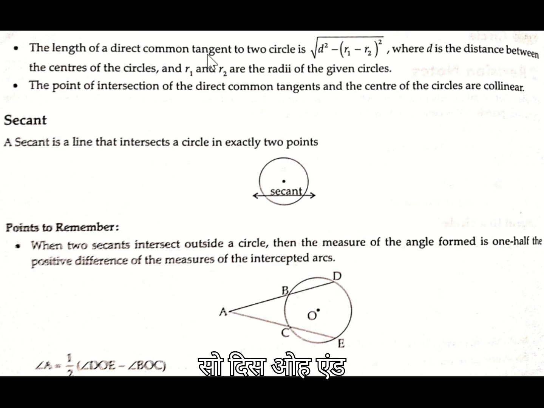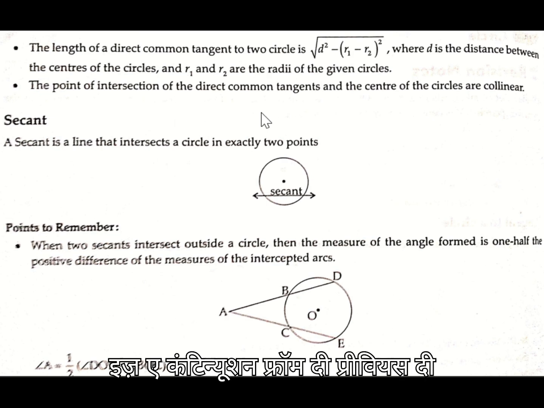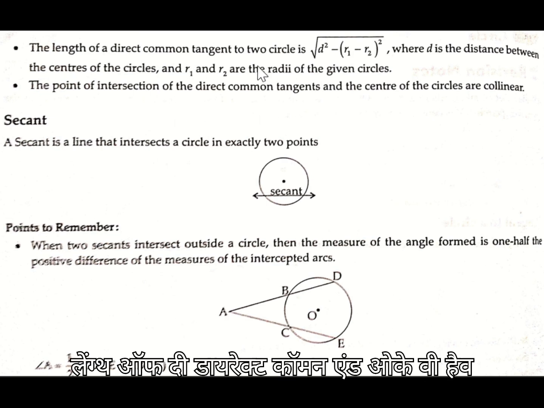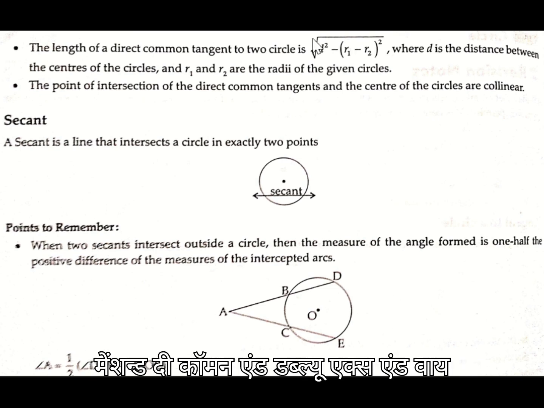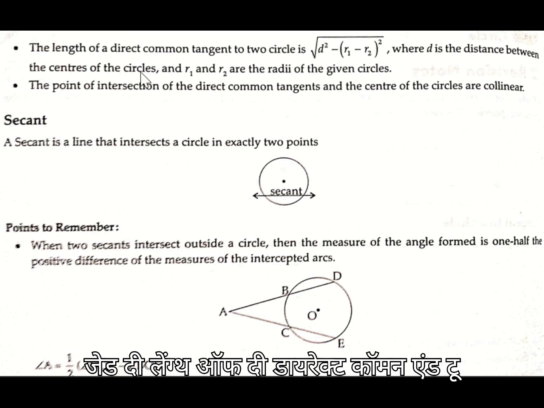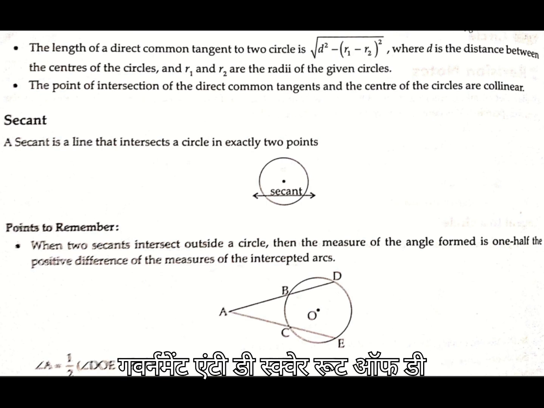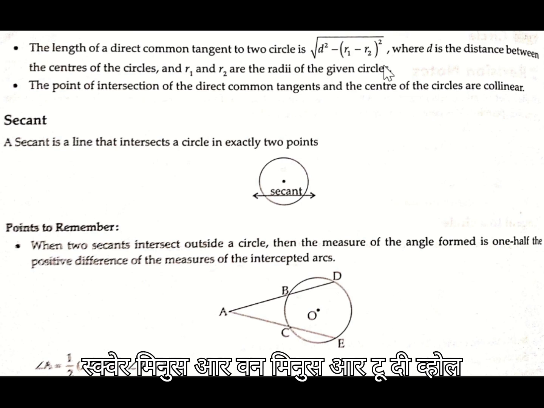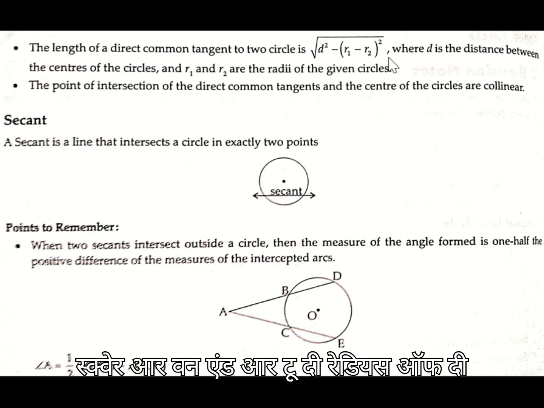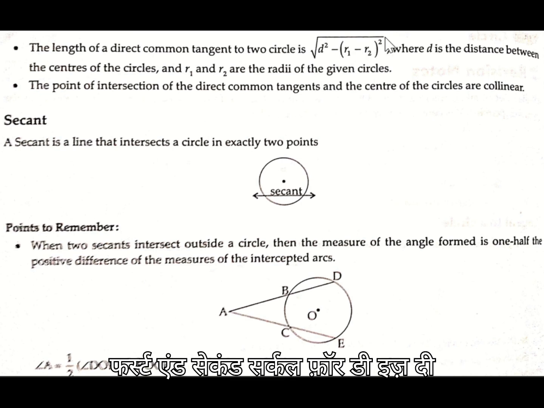So this point is a continuation from the previous figure. The length of the direct common tangent. We have mentioned the common tangents WX and YZ. So the length of the direct common tangent to the two circles is the square root of d squared minus (r1 minus r2) the whole squared, where r1 and r2 are the radii of the first and second circle.